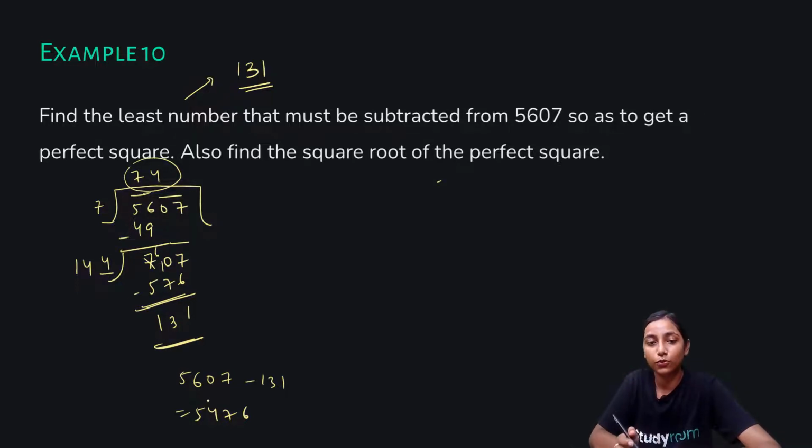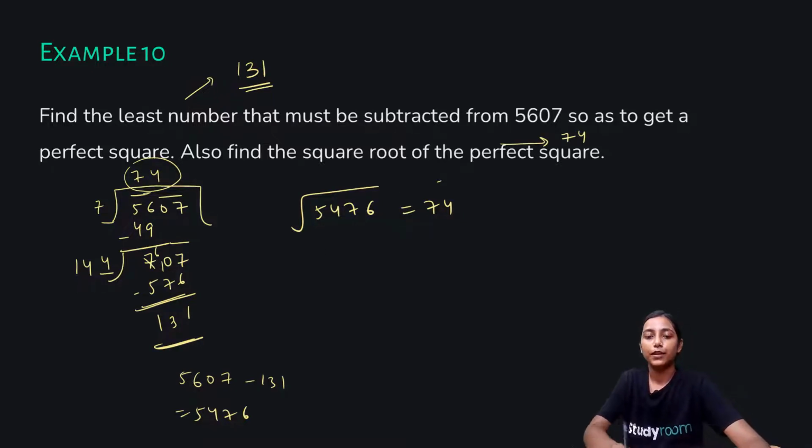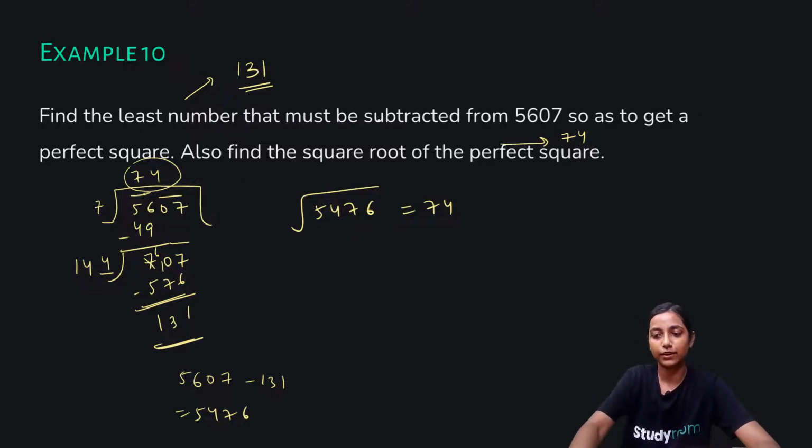It always is true for such a situation. So we can directly say that the square root of 5476 is going to be 74. That was coming to be our quotient. So what is the square root of that perfect square? That perfect square was 5476 and its square root is 74. You can check this out by multiplying 74 with 74. You will be getting 5476 as your answer. This is how you need to solve these questions.